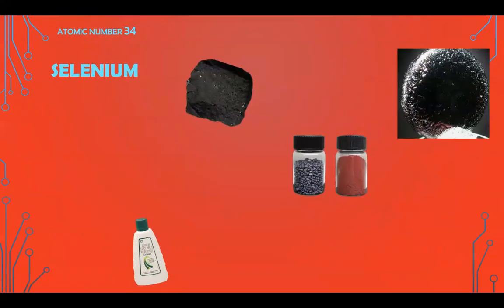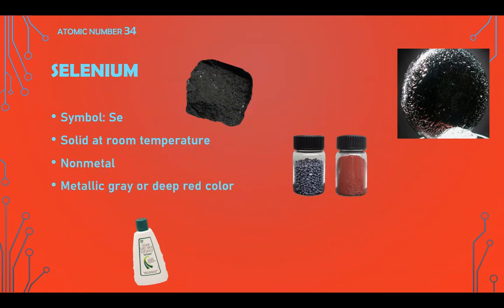Okay, element number 34, selenium. Selenium symbol is Se. It's a solid at room temperature. It's a non-metal. It has a metallic gray or deep red color. Selenium, like phosphorus and carbon, has two allotropes.